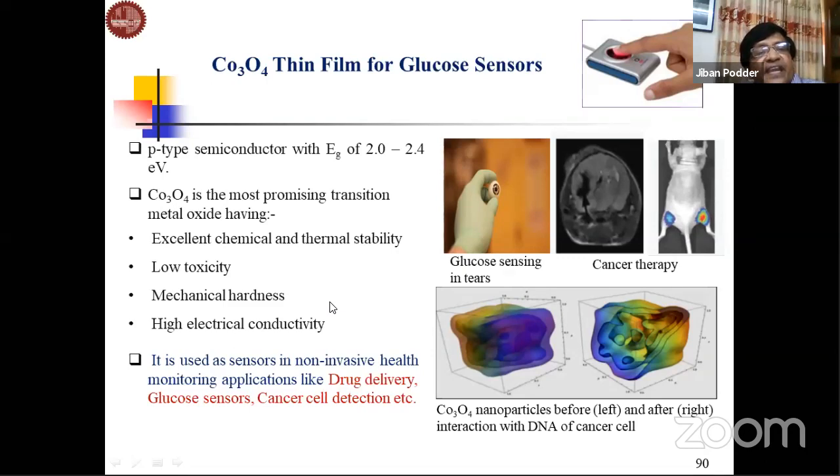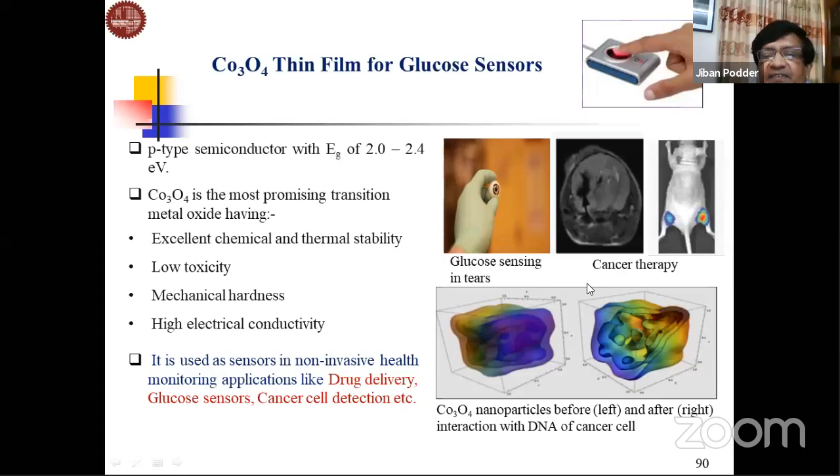Cobalt oxide is a p-type semiconductor and one of the most promising transition metal oxides because of excellent chemical and thermal stability, low toxicity, mechanical hardness, and high electrical conductivity. It is used as a sensor in non-invasive health monitoring applications like drug delivery, glucose sensors, cancer cell detection, and so on. Here these are the slides for the glucose sensors. Even in tears we have glucose, the sugar level, so that we can detect that level.